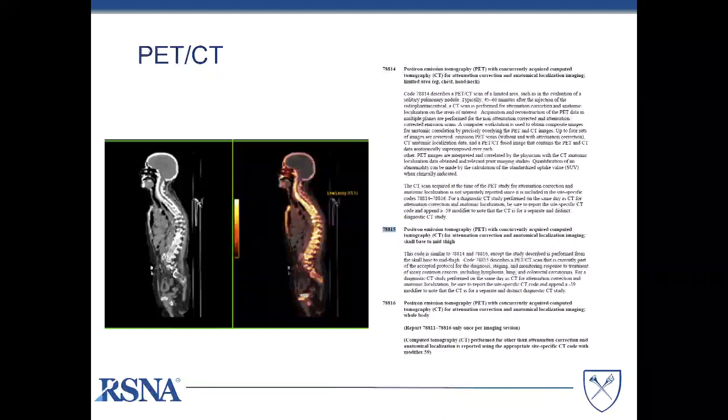Similar to a bone scan, PET-CT has different CPT codes based on how much of the body was scanned. A limited area, such as the head and neck, or from the skull base to the mid-thigh, or the whole body, which describes a study extending from the vertex of the skull to the feet. It is important to state the extent scanned in your report so that the appropriate code is assigned to your study.